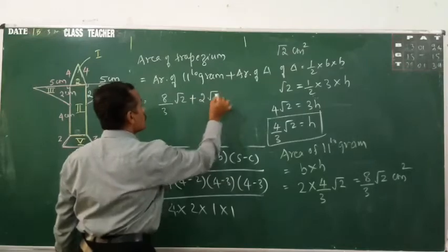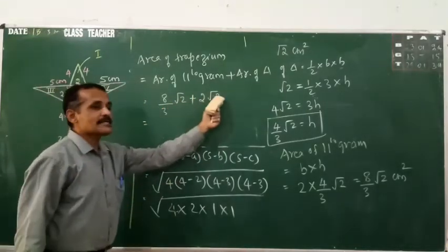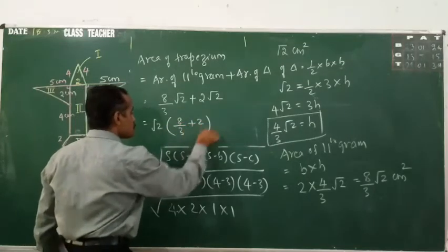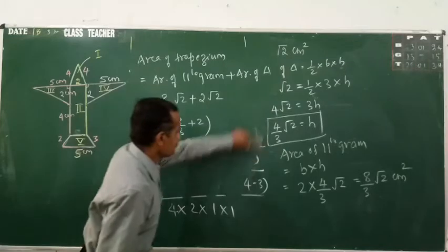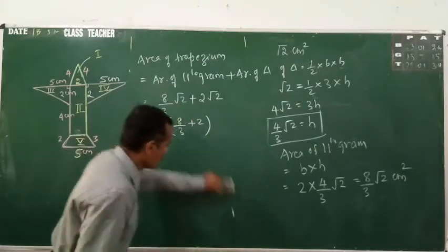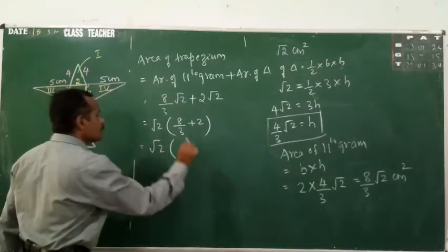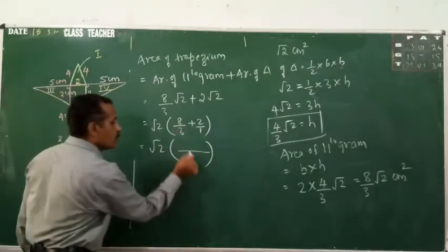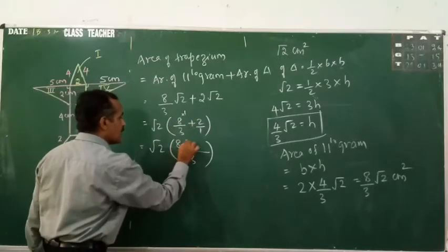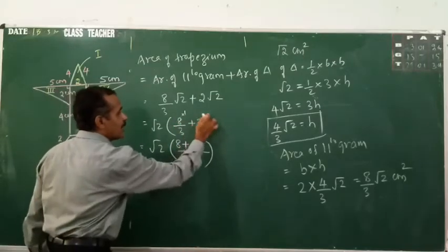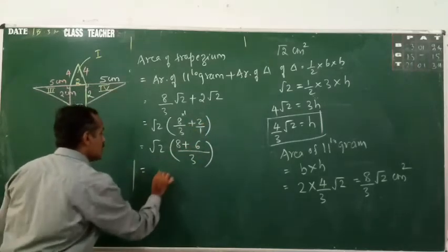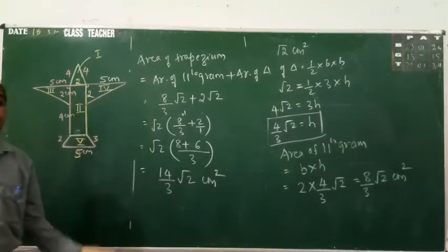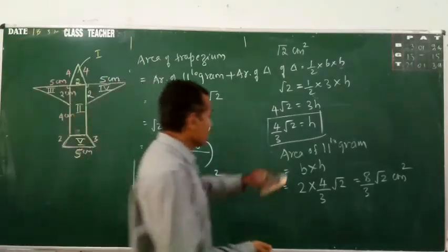2 root 2. Okay. I can take root 2 as a common factor into bracket: 8 by 3 plus 2. Now root 2 into bracket. LCM is 3. 3 ones are 3, multiplied by 1; 8 ones are 8. 1 3s are 3, multiplied by 3; 3 2s are 6. So the answer is 14 by 3 root 2 centimeter square, the area of the fifth part.